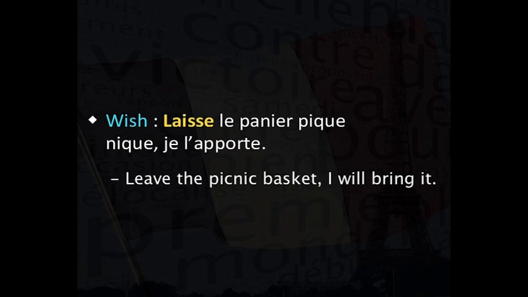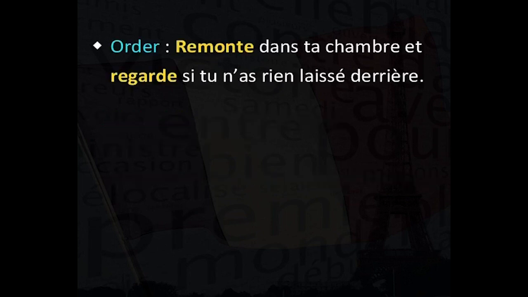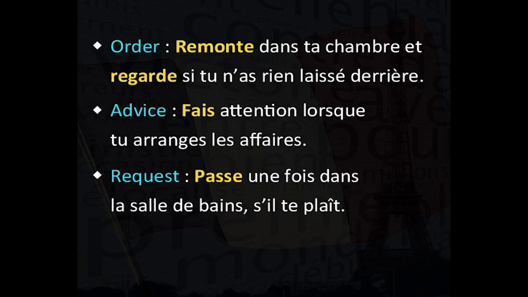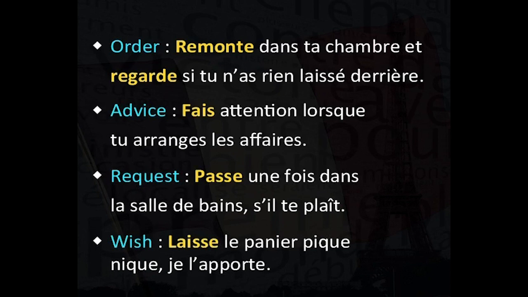Let me repeat. Order: Remonte dans ta chambre et regarde si tu n'as rien laissé derrière. Advice: Fais attention lorsque tu arranges les affaires. Request: Passe une fois dans la salle de bain, s'il te plaît. And wish: Laisse le panier pique-nique, je l'apporte.